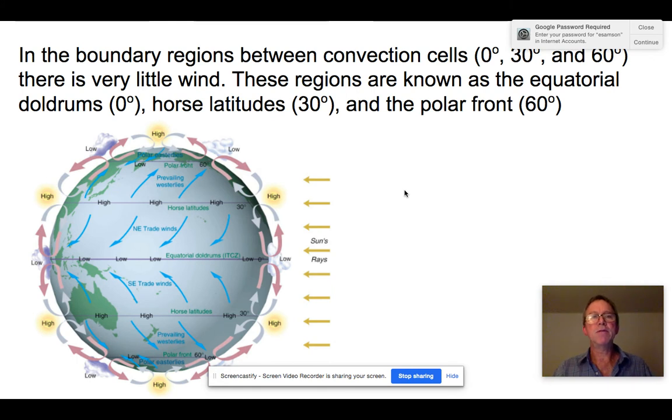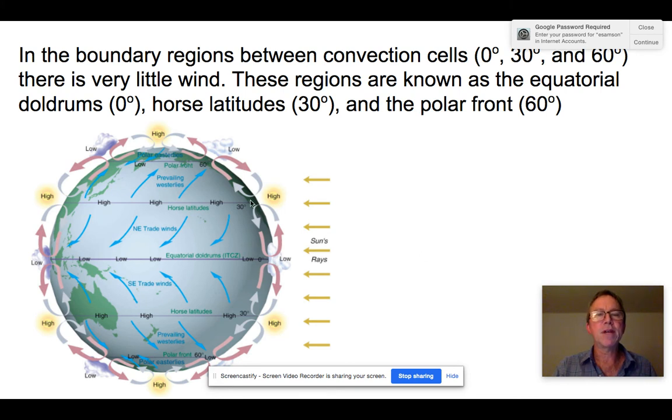Now, the boundaries between these areas are areas where there's not a lot of surface winds. This is especially pronounced here at the equator, where we just have air rising upwards, so there's not any prevailing winds. If you remember on that assignment you just did, that had the rain shadows, there weren't any rain shadows in Ecuador, and that's because Ecuador's at the equator, and at the equator there really isn't much wind. So we call this area the equatorial doldrums.